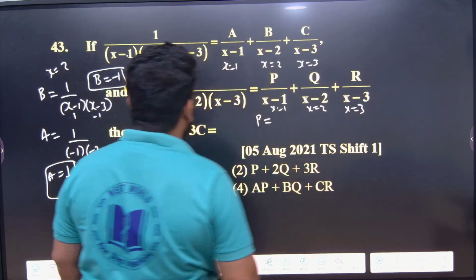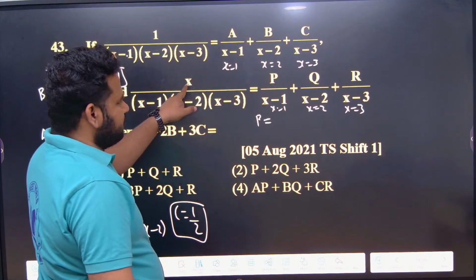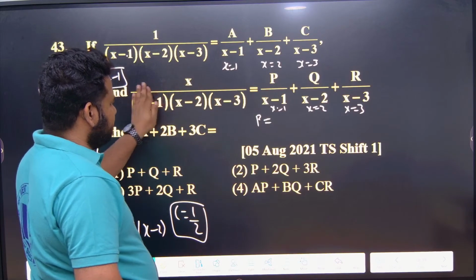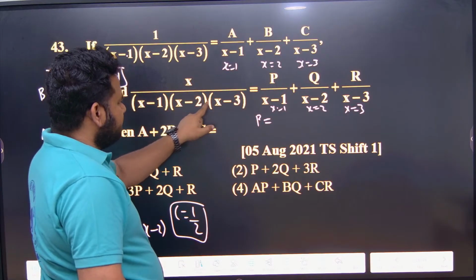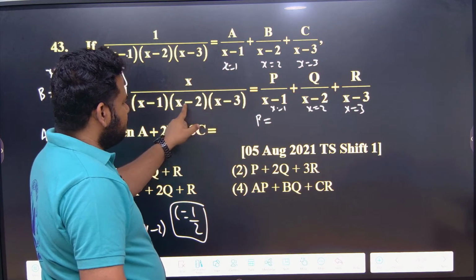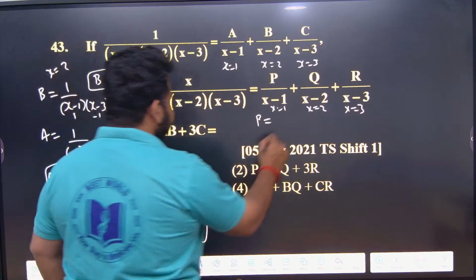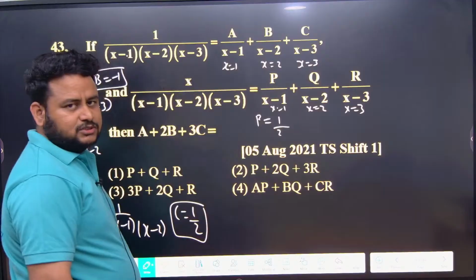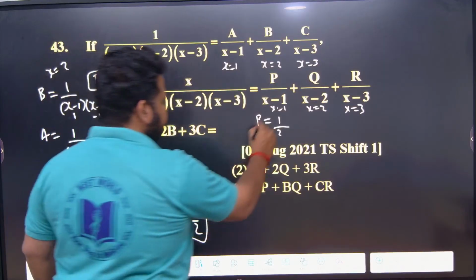So p value will be equal to what? Here x is also there, so please be careful. x will be equal to 1, so 1 by x minus 1 you should remove. 1 minus 2 is minus 1, 1 minus 3 is minus 2. So minus 1 into minus 2 is plus 2. So p will be 1 by 2.